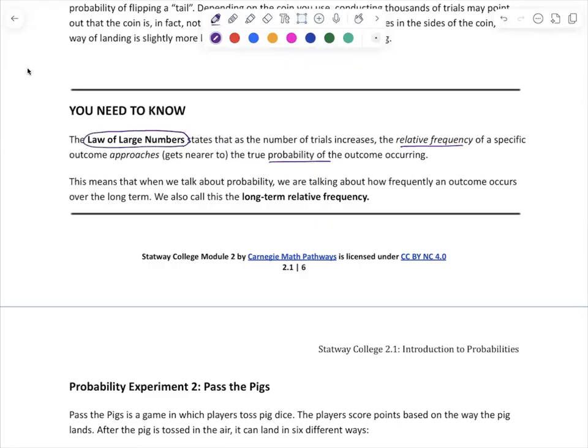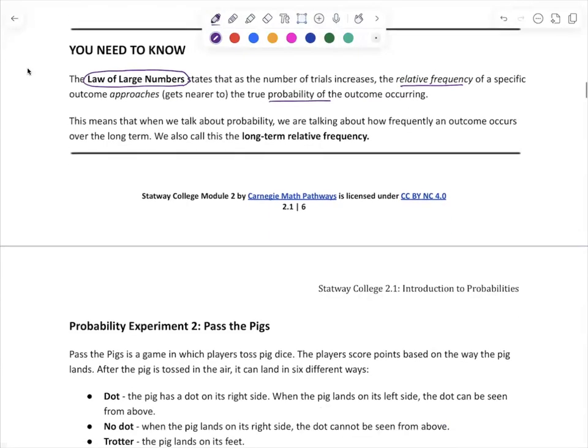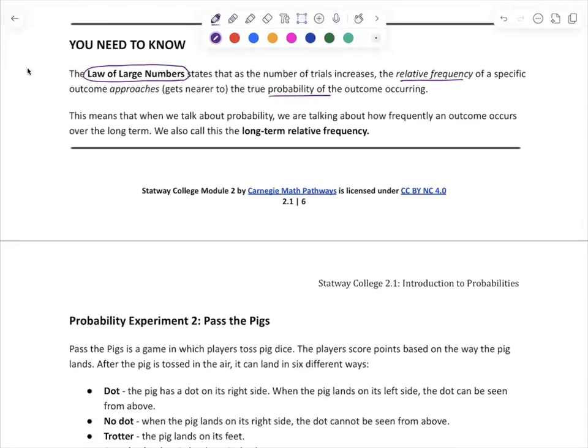If you repeat the process enough times, it means that the relative frequency and the probability are going to be similar. This means that when we talk about probability, we can talk about how frequently an outcome happens over a long period of time. We also call this long-term relative frequency.